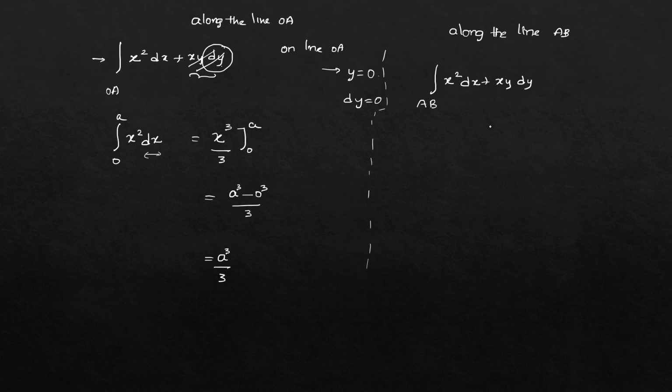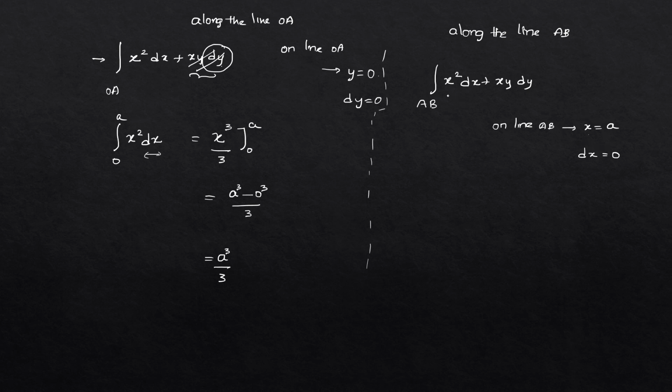Now on line AB, x is equal to a. If x is equal to a, what will be dx? It will be 0. Why? x is equal to a is a constant. When we differentiate a constant, the answer will be 0. That means if x is equal to a, d/dx of a is 0. So dx will be 0.